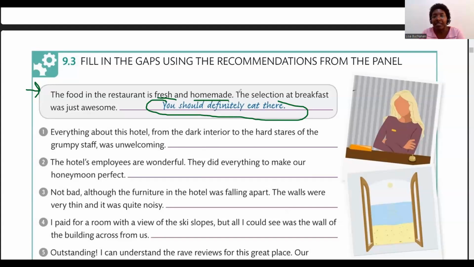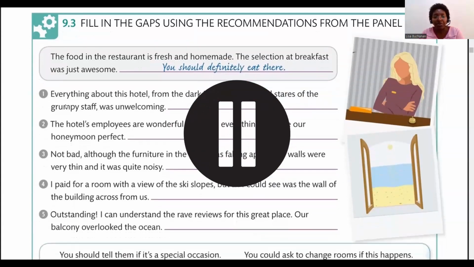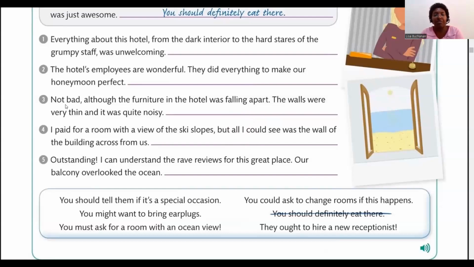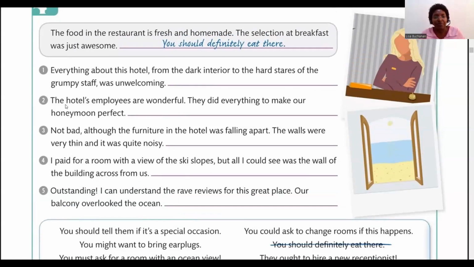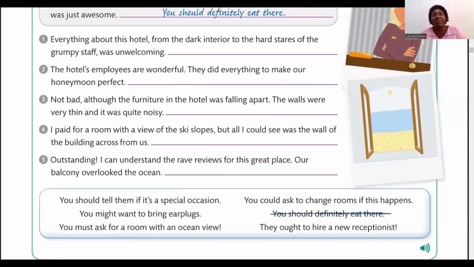So you can go ahead if you'd like now to pause the video, and here are the choices that you need to choose from, and we're going to finish the other 5 sentences. So let's look at the first one. Everything about this hotel, from the dark interior to the hard stares of the grumpy staff, is unwelcoming. So at this point, what kind of recommendation are you going to give? Probably not a great one. So let's look at the choices and which one would you circle. They ought to hire a new receptionist. Yeah, there's a problem with the staff. So these hard stares is someone looking at you, not even blinking. So not in a friendly way.